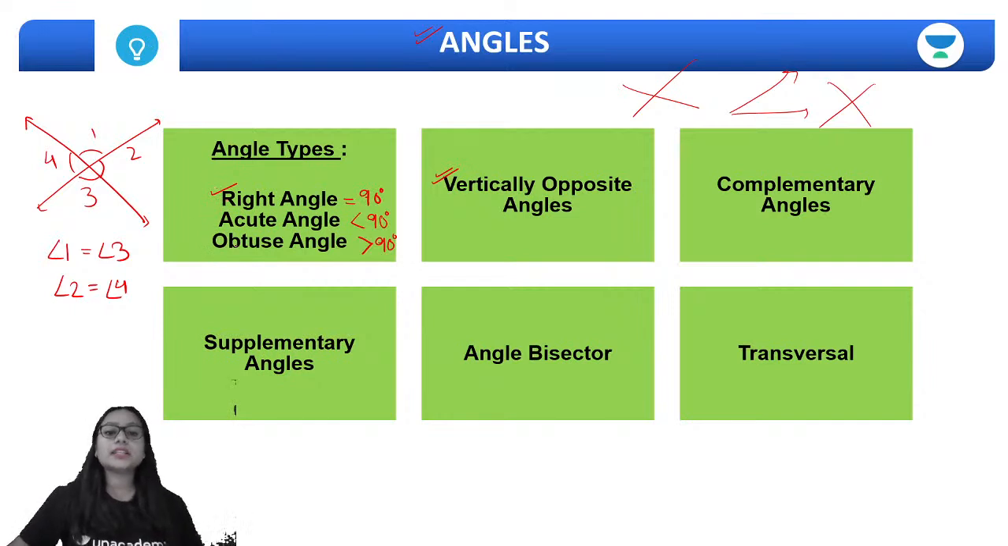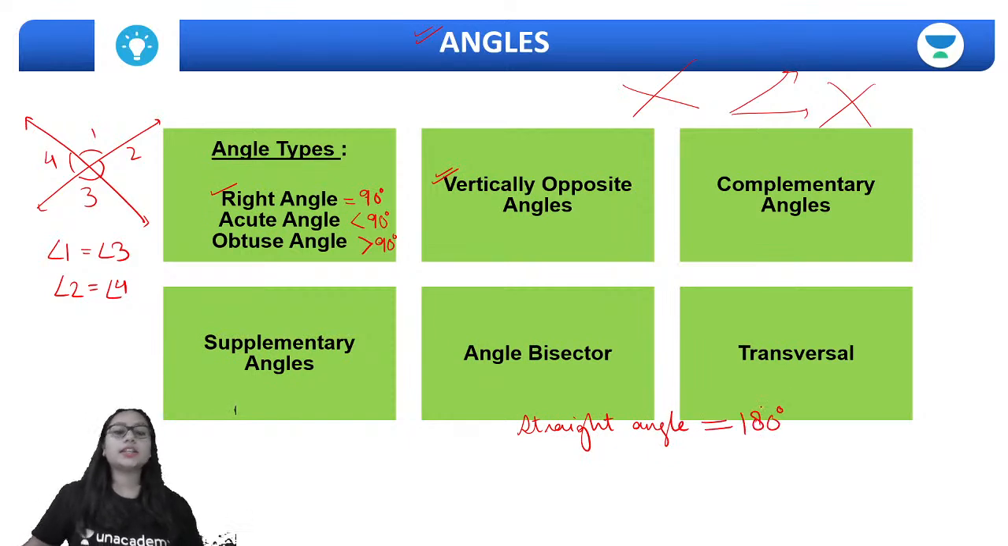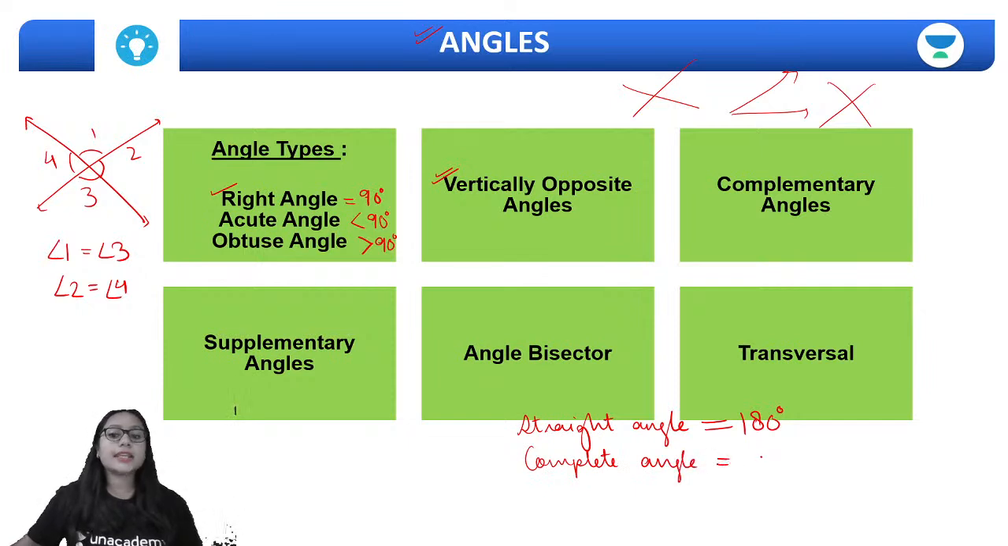But apart from these three, we have some more types of angles. For example, we have the straight angle. What is a straight angle? Any angle whose measure is equal to 180 degrees is a straight angle. Then we have the complete angle. What is a complete angle? Any angle whose measure is equal to 360 degrees is a complete angle.